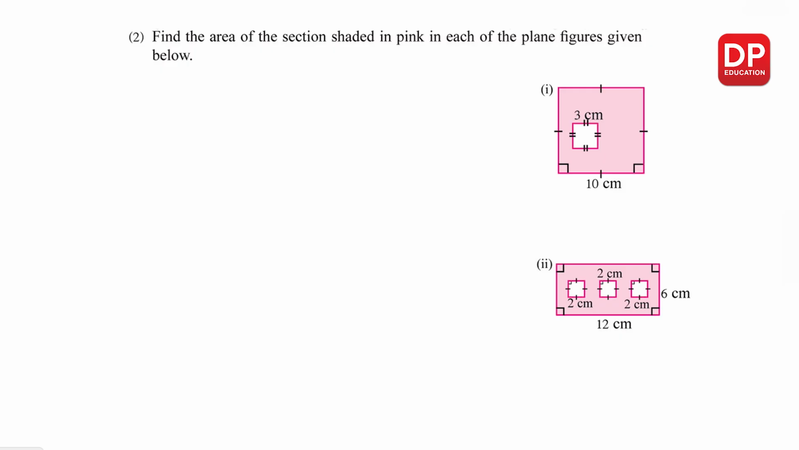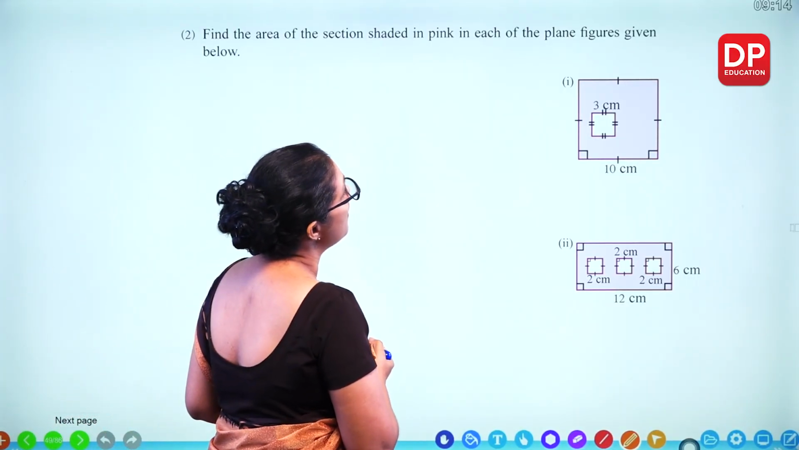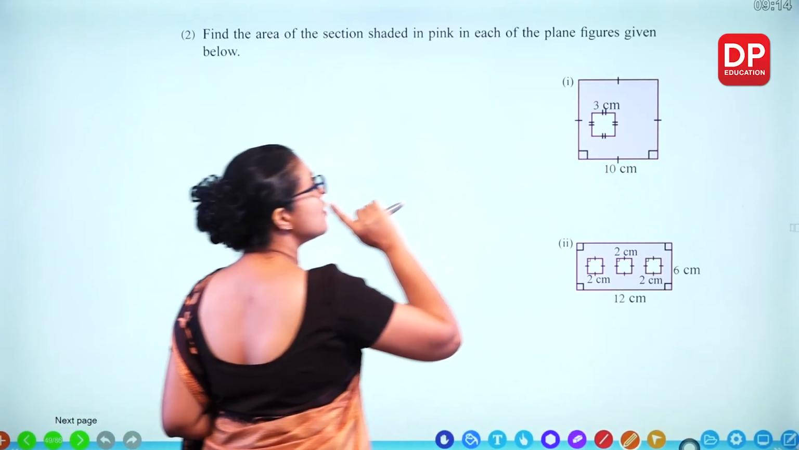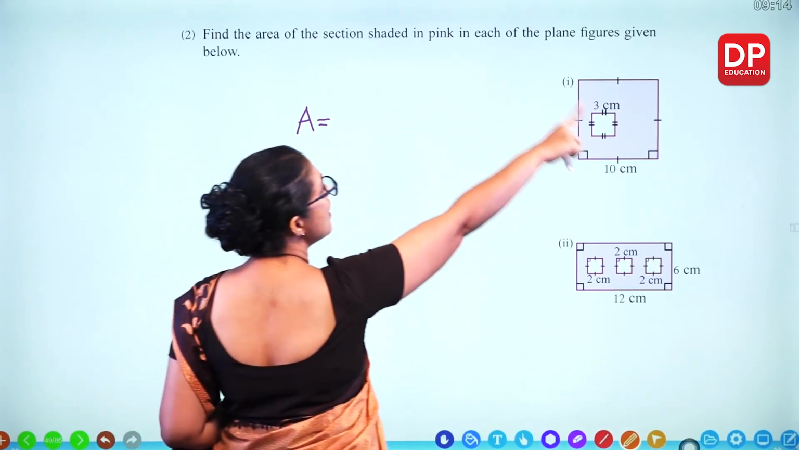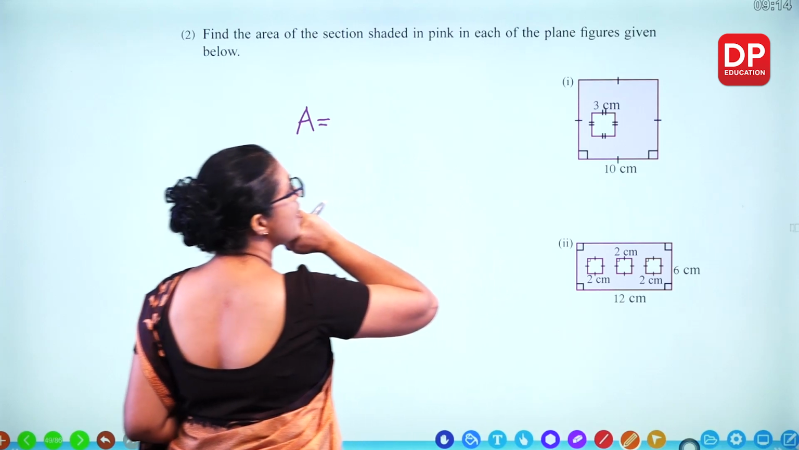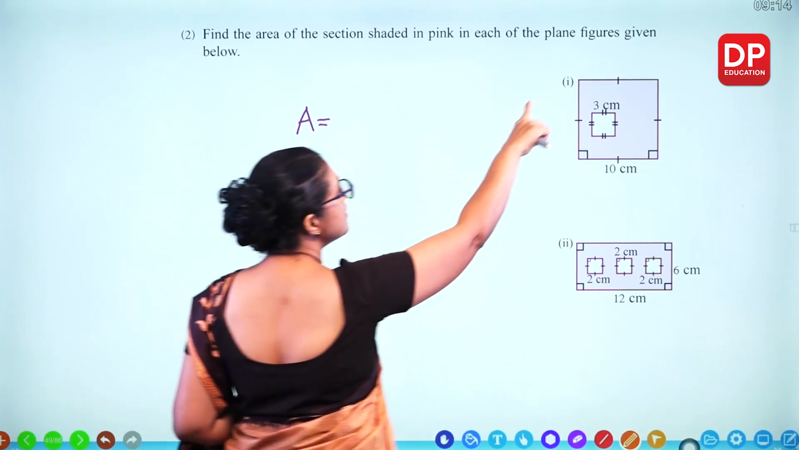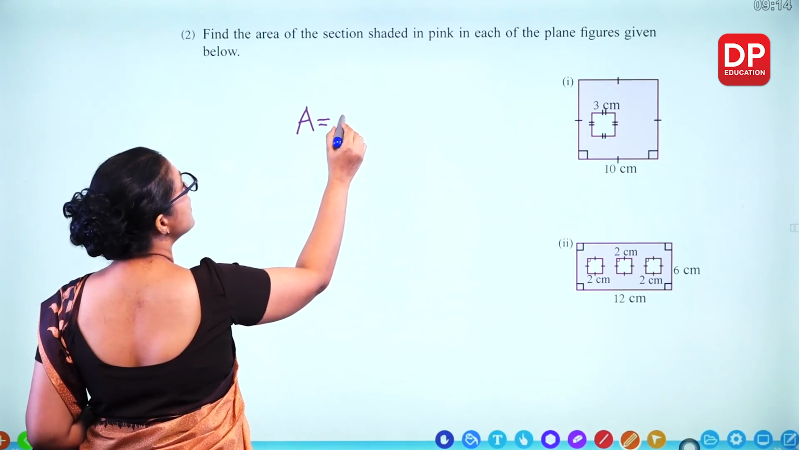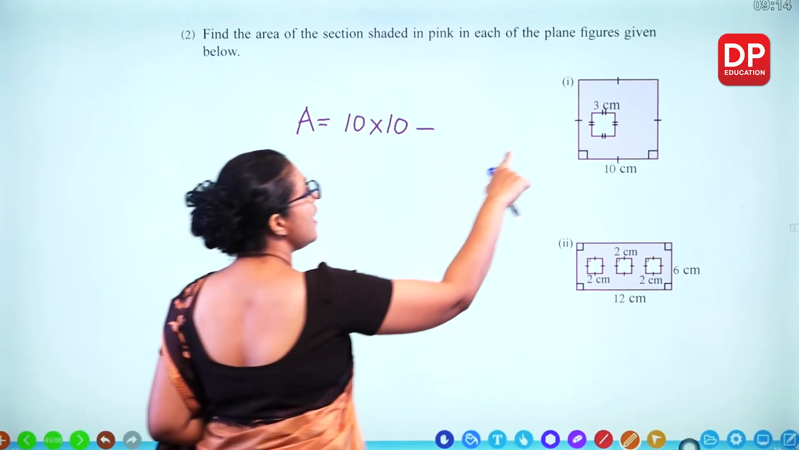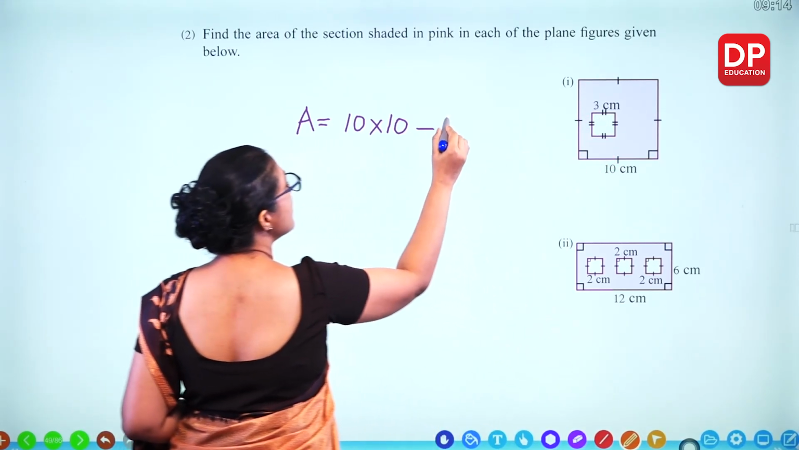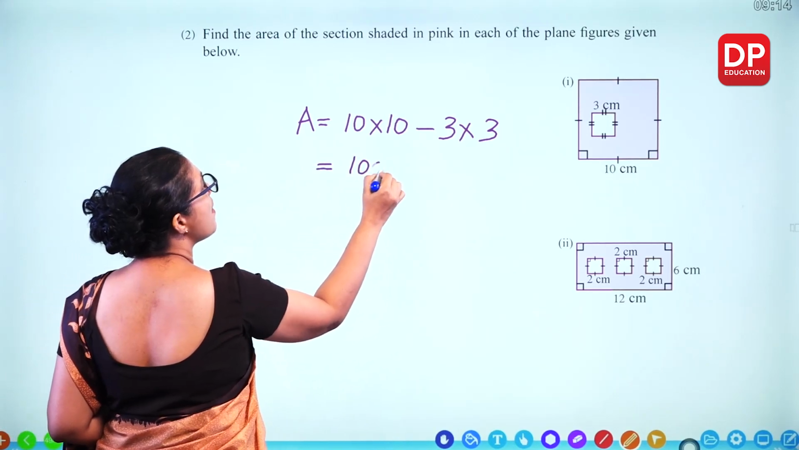Find the area of this one, shaded in pink in each of the plane figures. So for the shaded part, you can find the area using the full area minus the small one, the unshaded part. So what's the area of the square outside? That's 10 into 10. So 10 into 10 minus area of this square, small one, side 3. 3 into 3. So 100 minus 9.